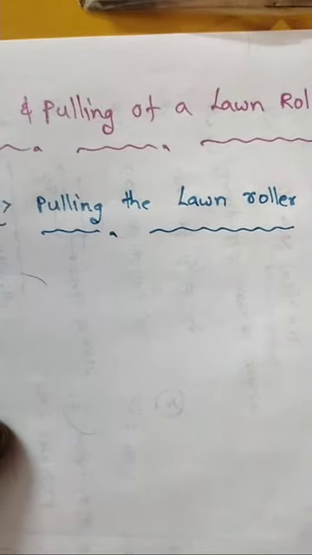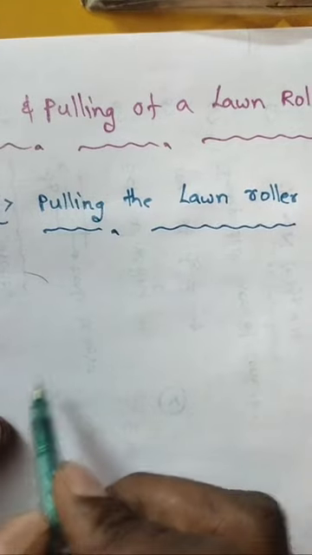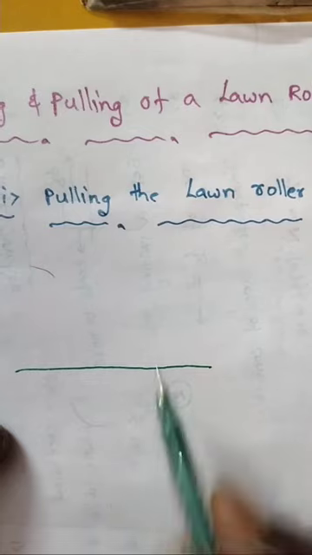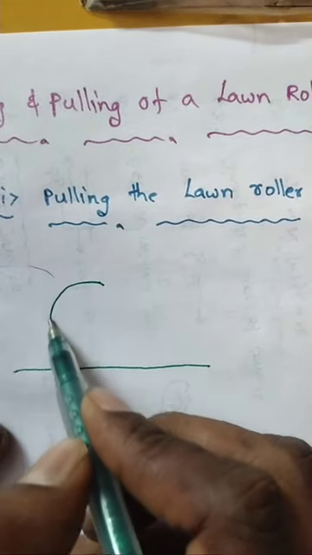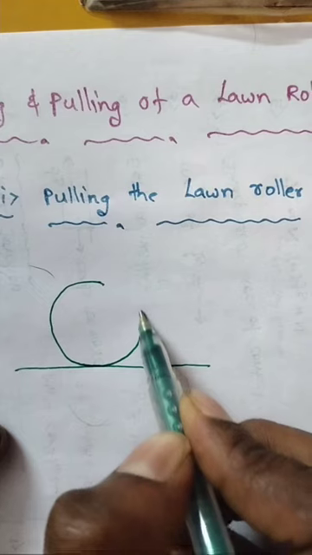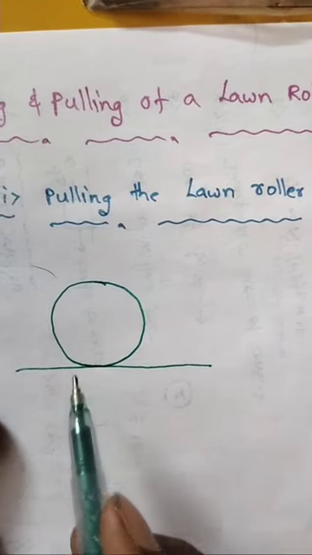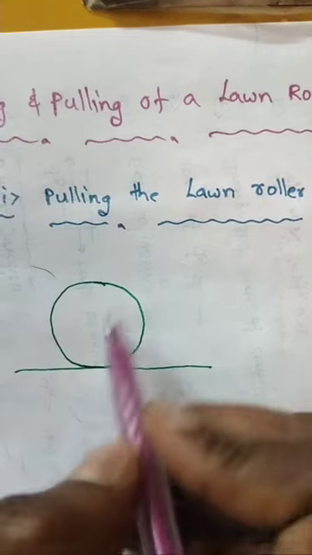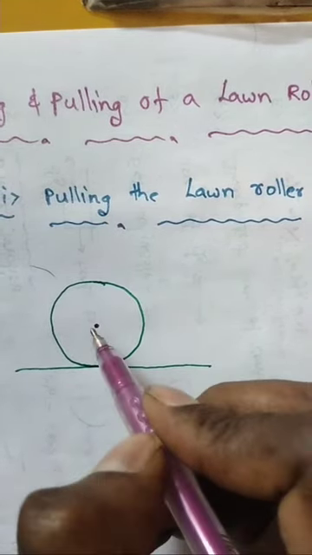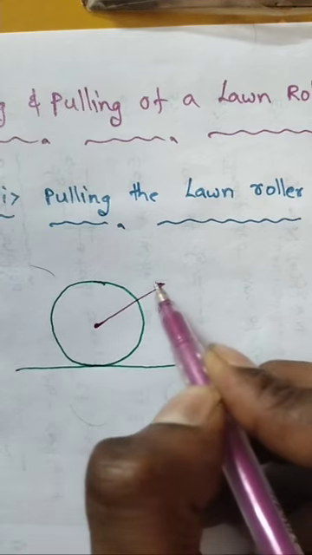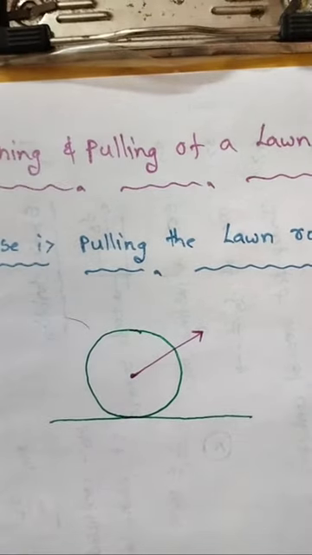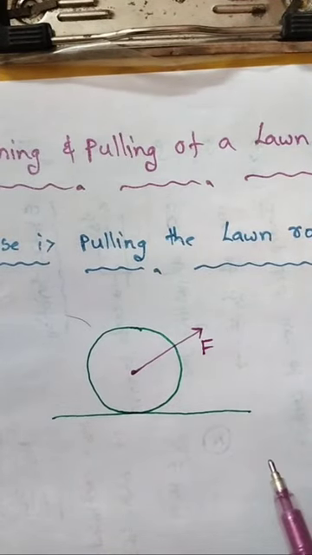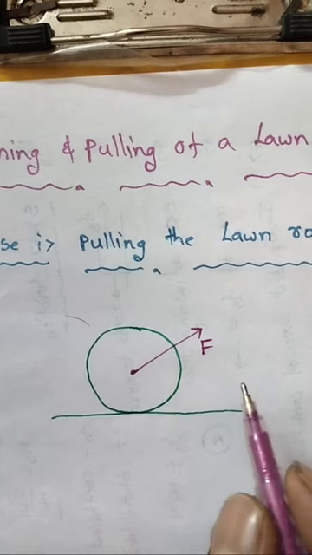So here all of you listen, important diagram. This is a horizontal surface, and this circle represents the lawn roller. Is it pushing or pulling? The first case, it is pulling. Here this is the center of the lawn roller. When a force is acting, capital F is the pulling force.